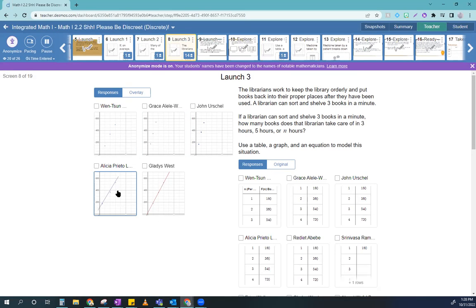Okay, and then we have a question: Miss Johnson, should we connect them? Should we not connect them? So the conversation I want to have with you about connecting or not connecting is asking this question. I understand that I can have 0.75 of an hour, so your X is fine. But what about your Y? Can the librarian shelve or put away 9.75 books? Most people said no, Miss Johnson, she cannot put away 9.75.